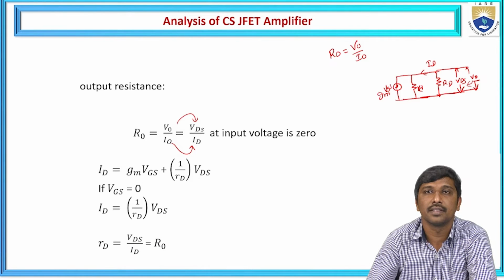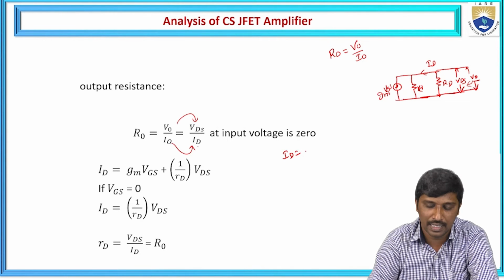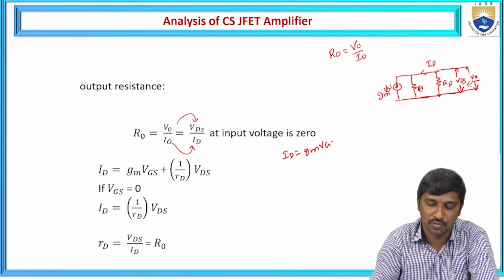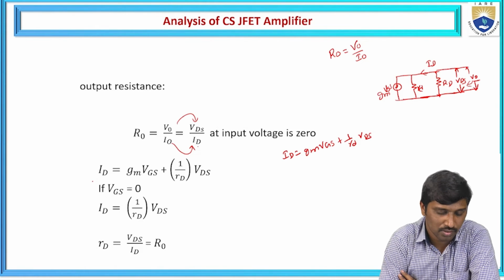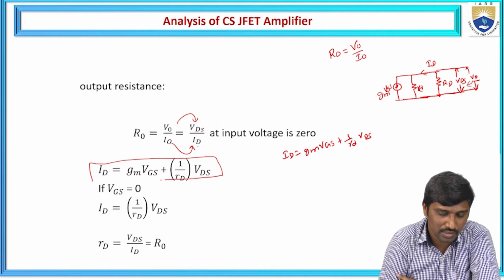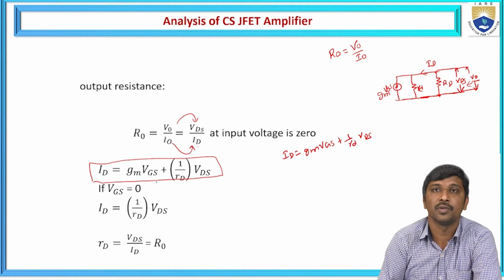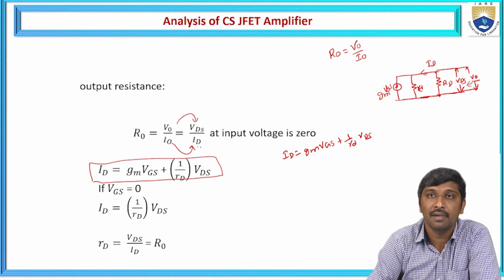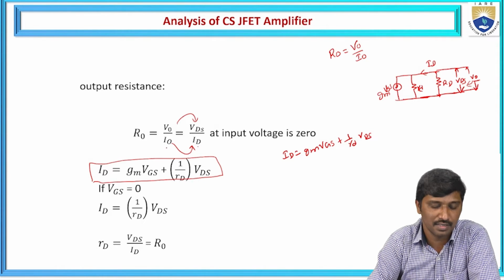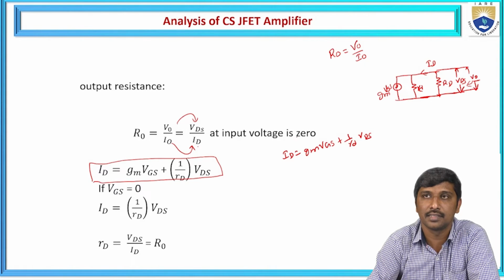From the small signal model, we know that ID is represented as Gm into VGS plus 1 by rd into VDS. So I use this small signal analysis of drain current: ID is Gm into VGS plus 1 by rd into VDS. And to determine this output resistance, we calculate the output impedance when the input voltage is 0.